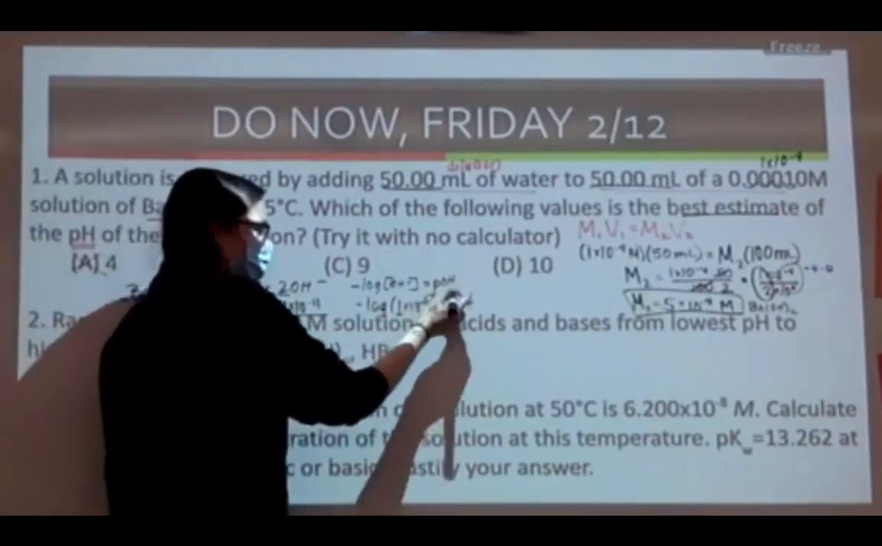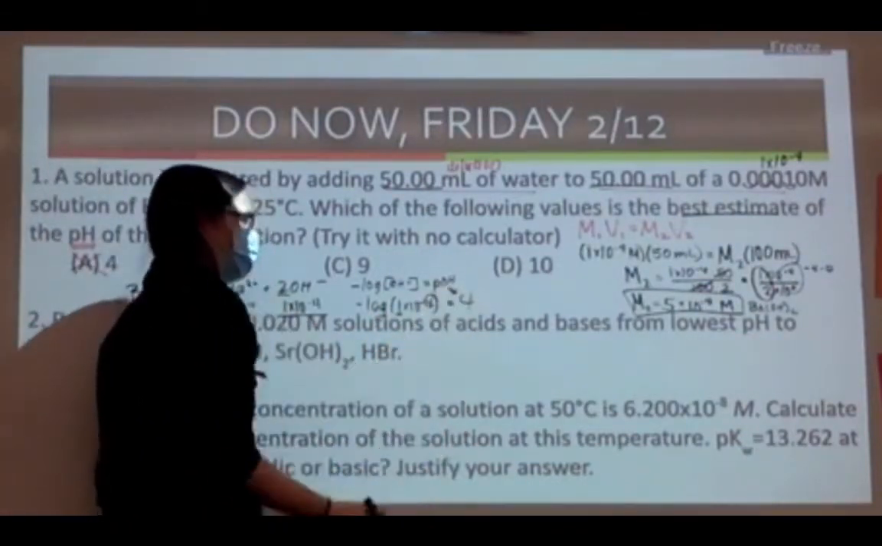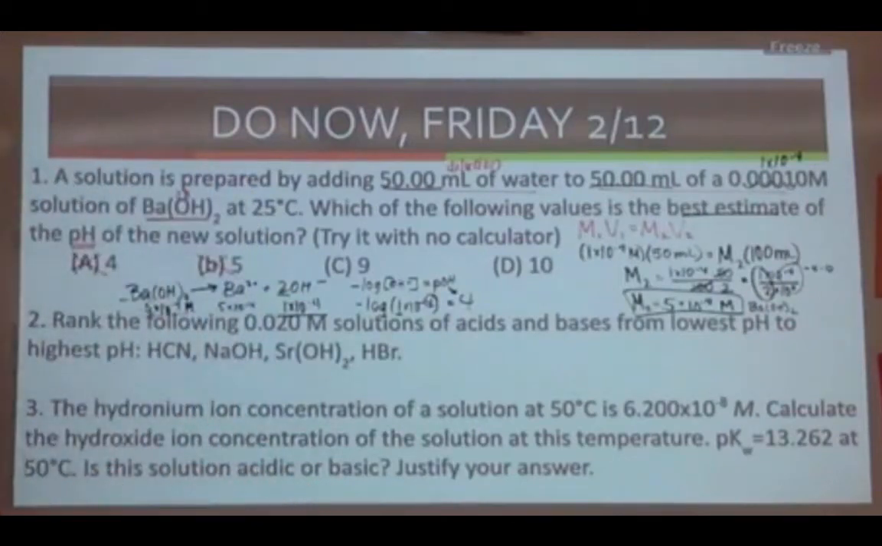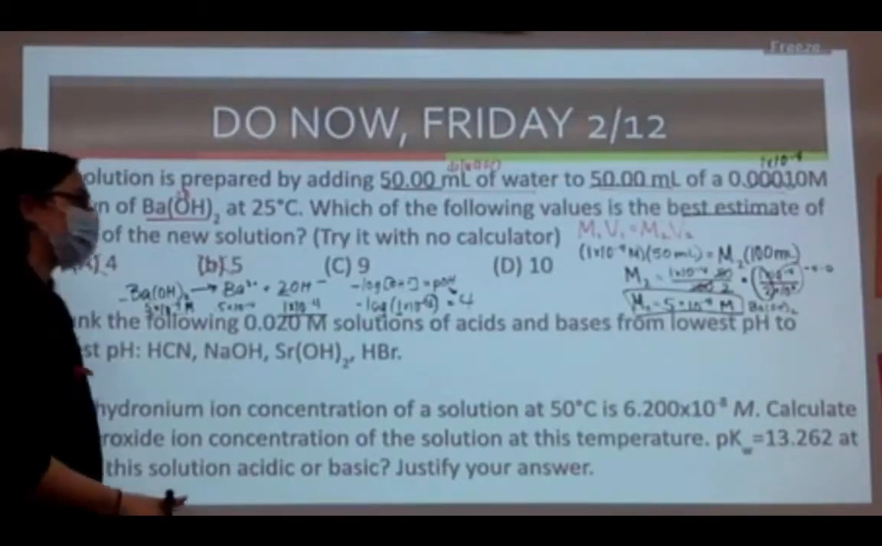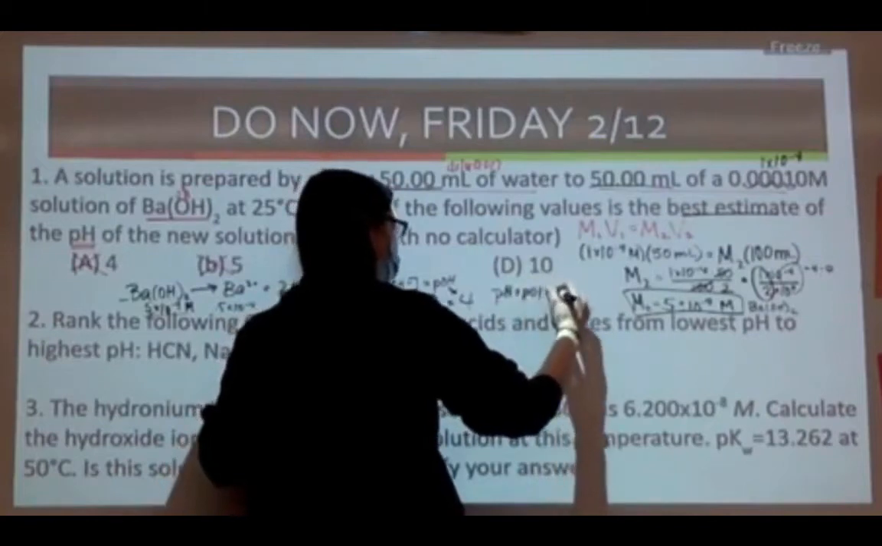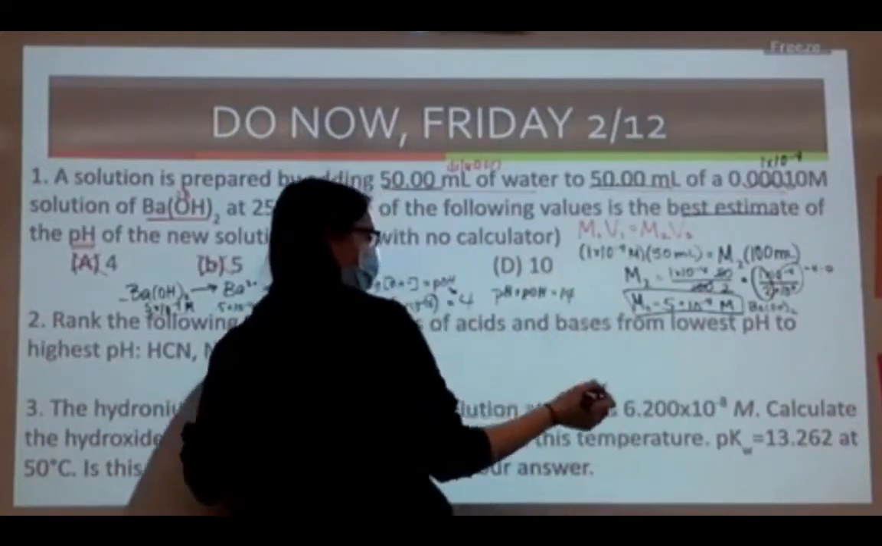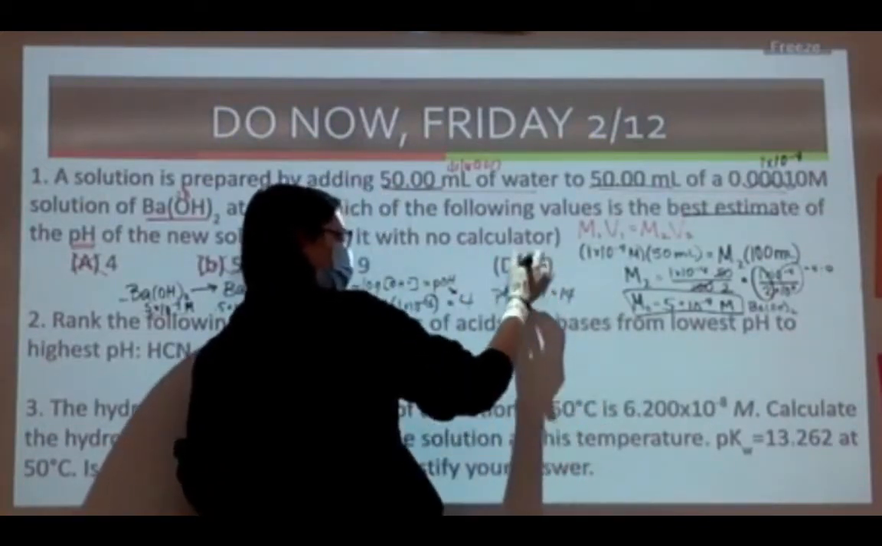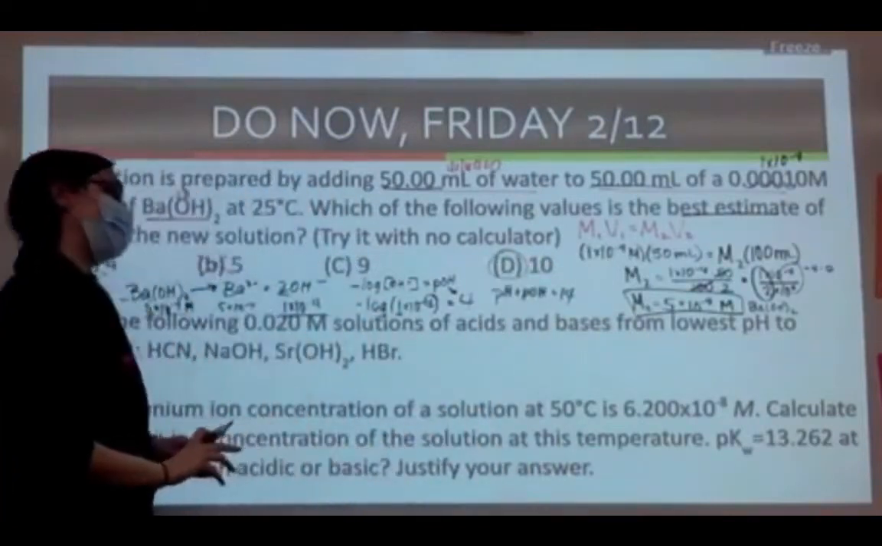Now, notice what I just wrote here. This is pOH. Because you might look at this and say, well, I just crossed out 4. Yeah, because it wants pH. Remember that pH plus pOH equals 14. So if pOH is 4, pH is 10.